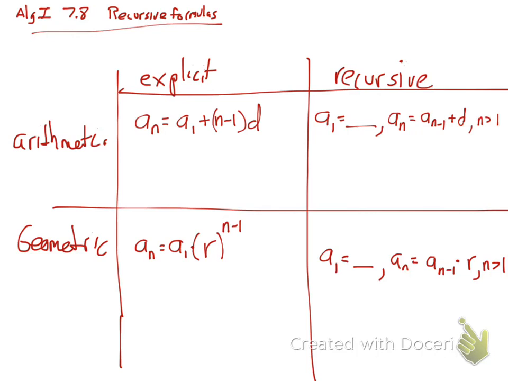And the really cool thing about it is that if I'm given the explicit for arithmetic, I can switch it to recursive and vice versa, because they're made up of the same thing. They're made up of the first term and the difference. First term, difference. It's the only things. Those are the keys to these equations.